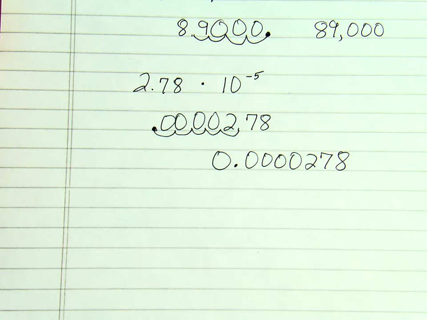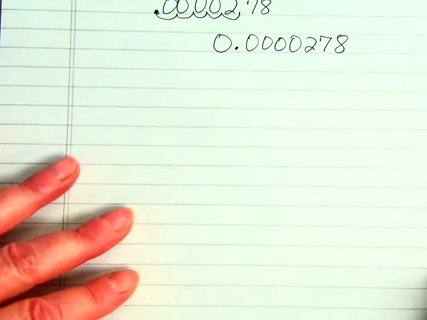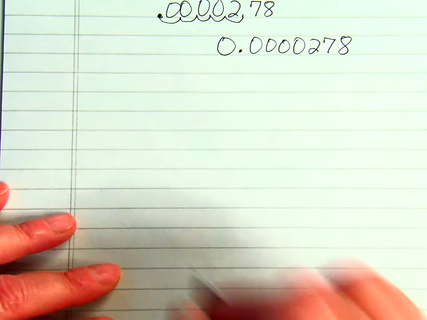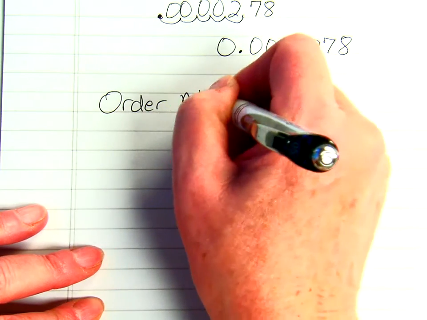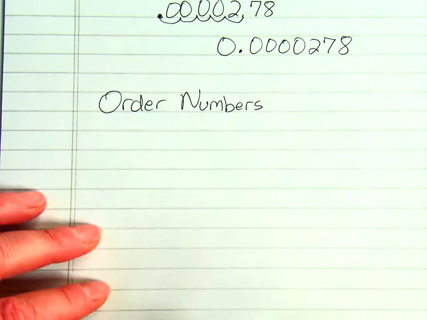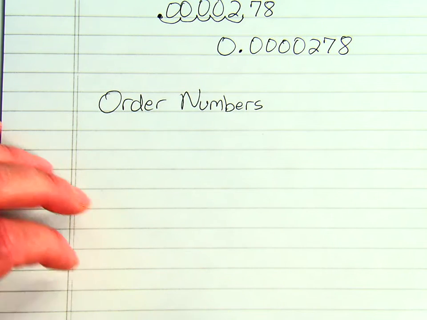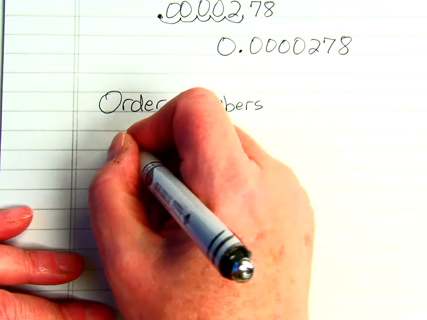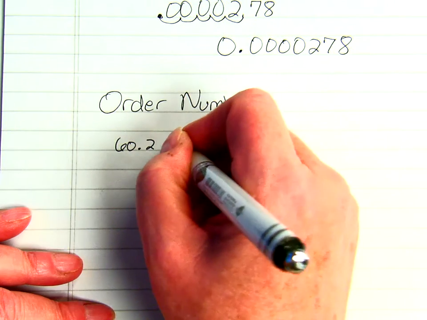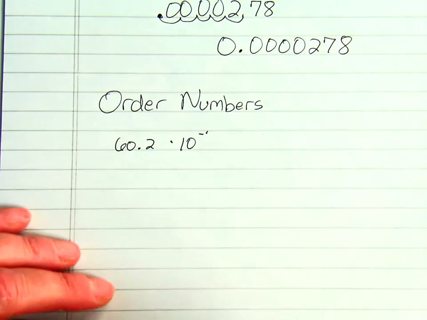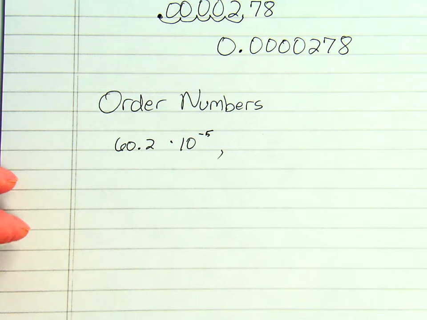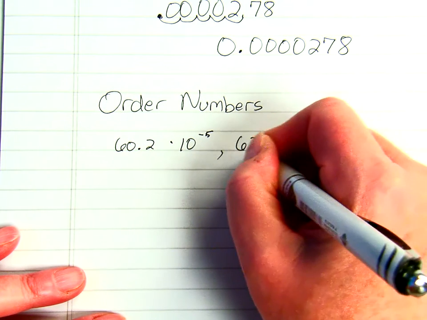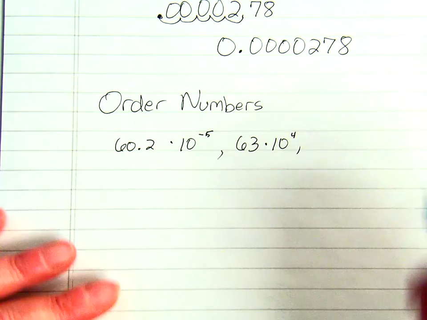We're going to talk now about using scientific notation. When we use scientific notation to order numbers, so here we're going to be ordering numbers. Let's say we've got a list of numbers: 60.2 times 10 to the negative fifth power. We've got 63 times 10 to the fourth.